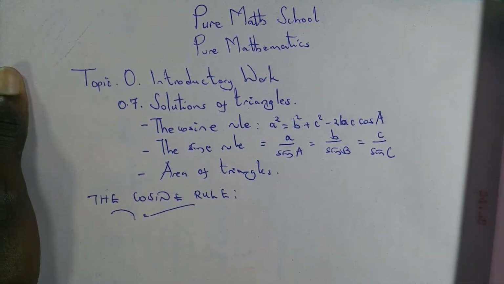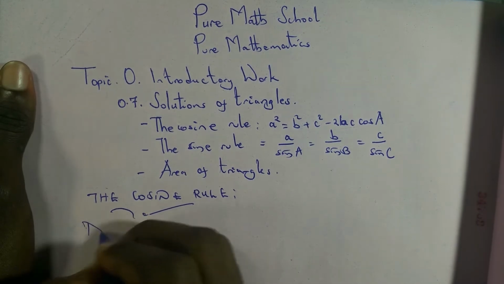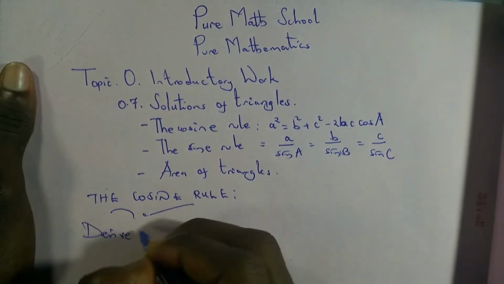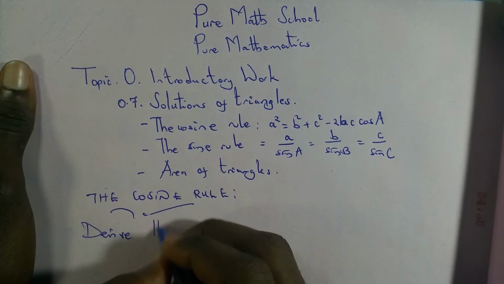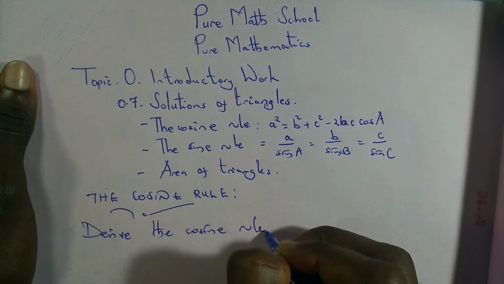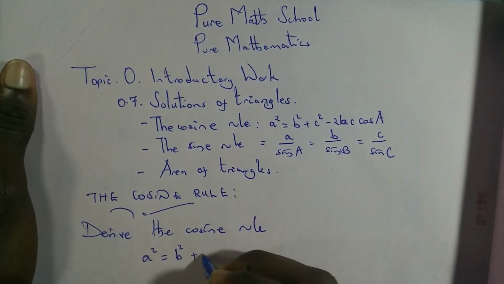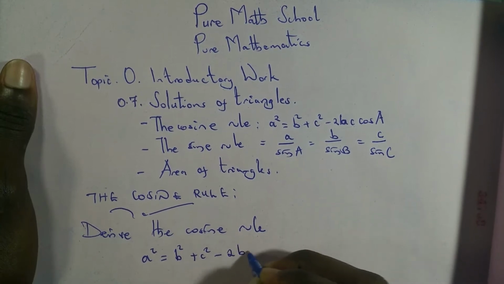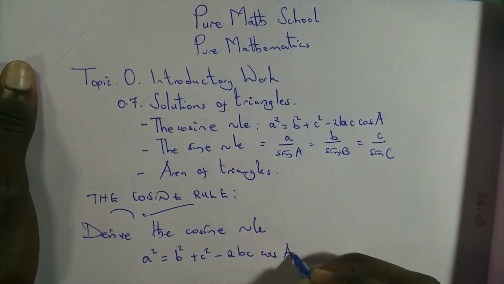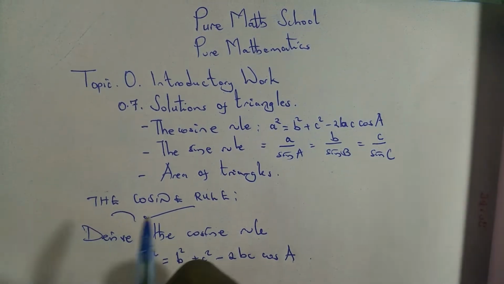The cosine rule. For the case of the cosine rule, we are just going to derive that. Derive the cosine rule, which is a squared given by b squared plus c squared minus 2bc cos a. So let's start straight away as we continue.